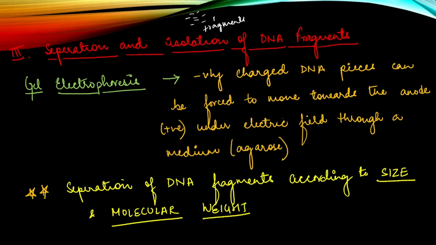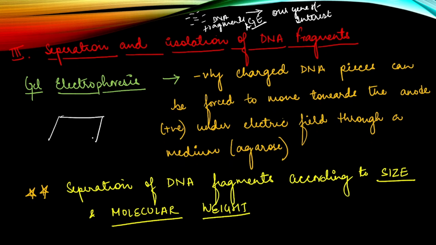Fragments. Suppose these are DNA fragments. Now we need to isolate our gene of interest. How will you get our gene of interest? Through a process known as gel electrophoresis. Agarose gel electrophoresis. Right? So what is agarose gel electrophoresis?